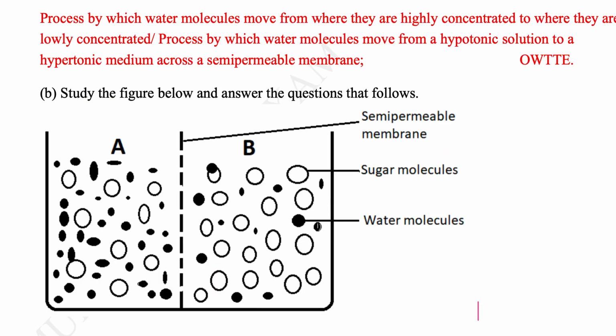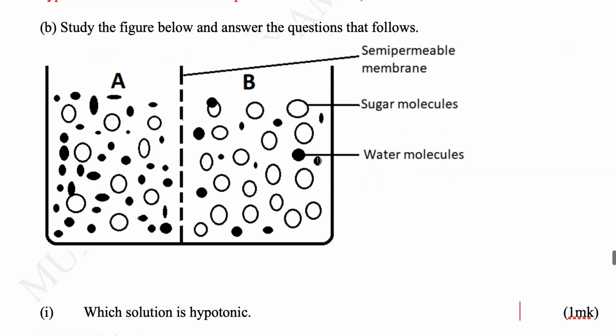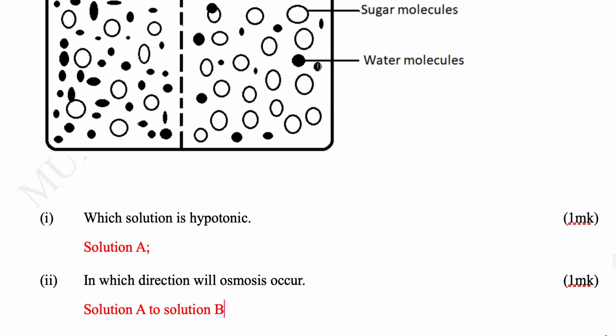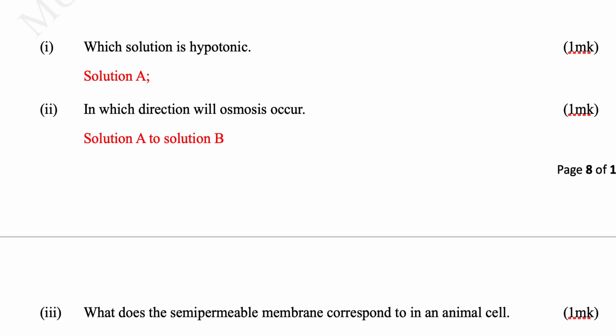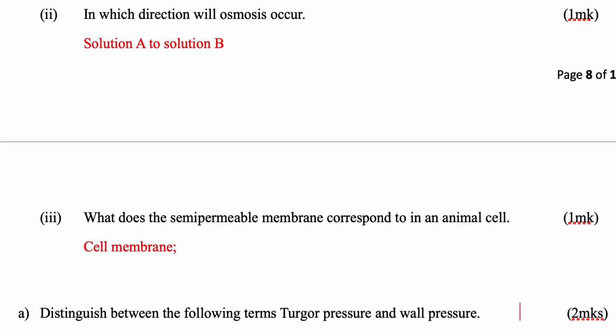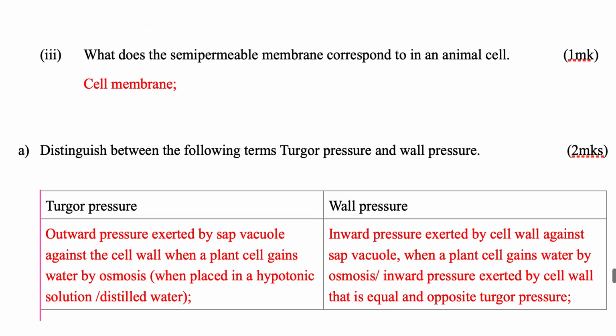Study the figure and answer the questions that follow. It shows the semi-permeable membrane, sugar molecules and water molecules. Which solution is hypotonic? Solution A. In which direction will osmosis occur? Solution A to solution B. What does the semi-permeable membrane correspond to in an animal cell? The cell membrane.